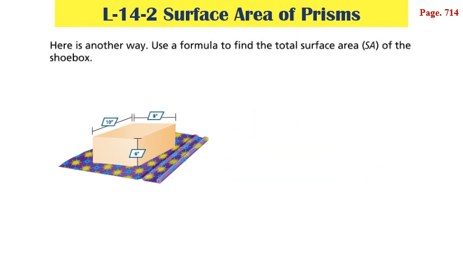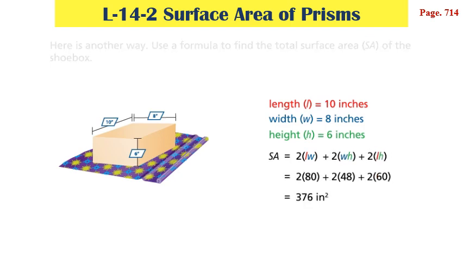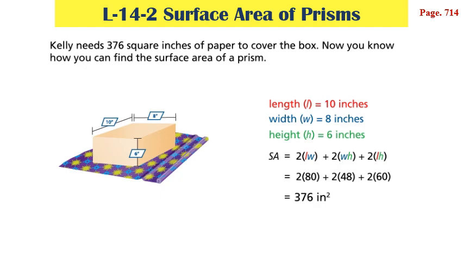Here is another way. Use a formula to find the total surface area, SA, of the shoebox. Kelly needs 376 square inches of paper to cover the box. Now you know how you can find the surface area of a prism.